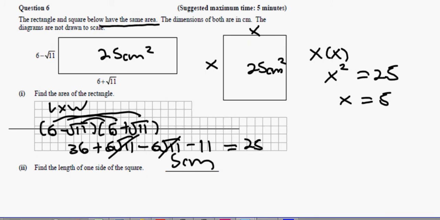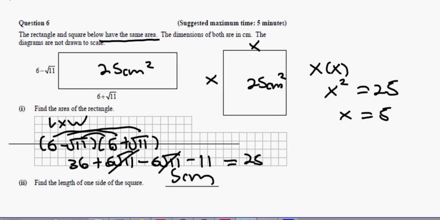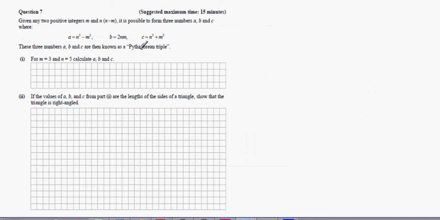Okay. Now we're on question 7. Given any two positive integers m and n, where n is bigger than m, it is possible to form three numbers a, b and c, where a equals n squared minus m squared, b equals 2nm, and c equals n squared plus m squared. These three numbers a, b and c are known as Pythagorean triple. For m equals 3, n equals 5, calculate a, b and c.